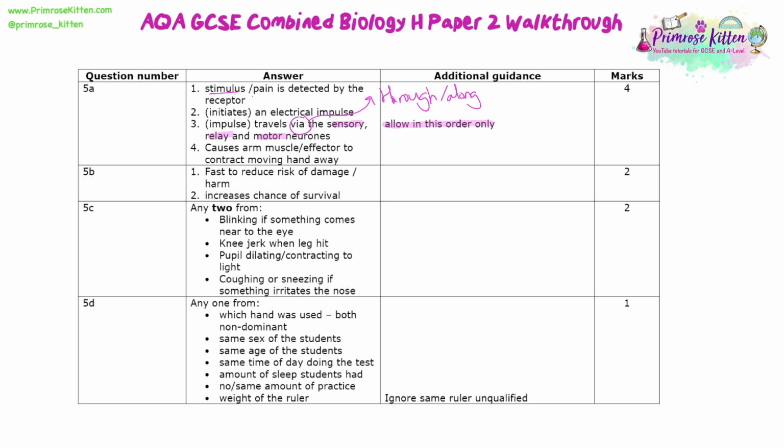You need an electrical impulse. Can't really say signal. It has to be impulse really for mark point 2. But you can say the stimulus or the pain for mark 1, or the muscle or the effector. You don't have to say both. You can just say one or the other. That's fine. For 5B, you need to talk about the fact that it's increasing their chance of survival.